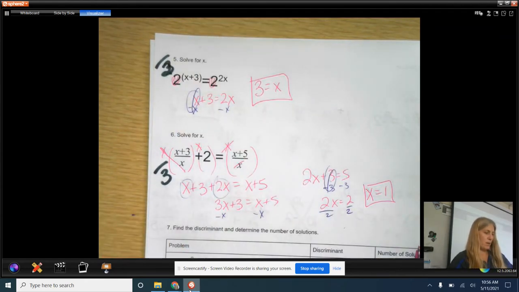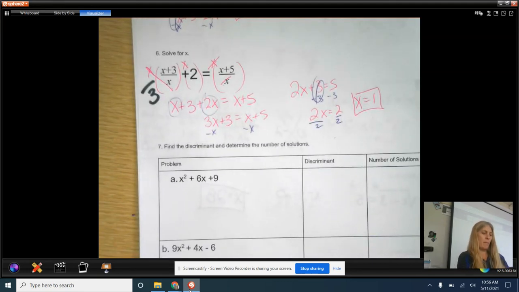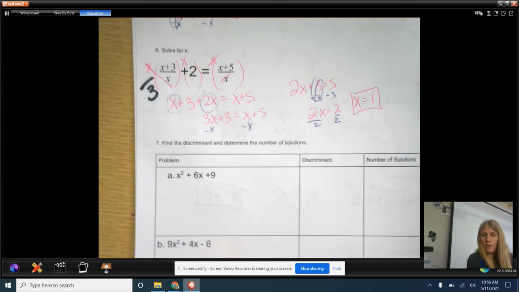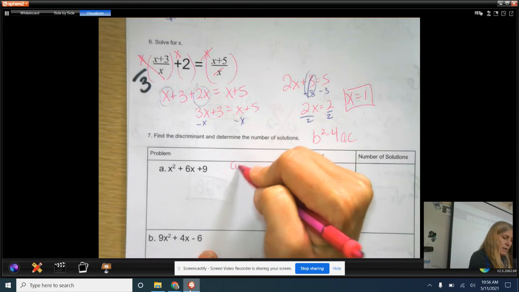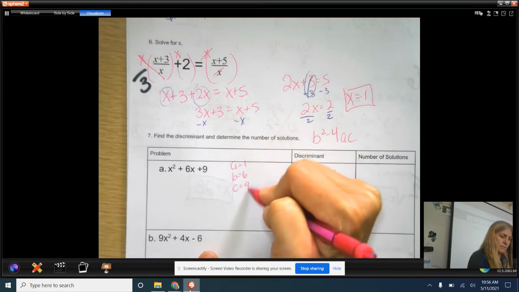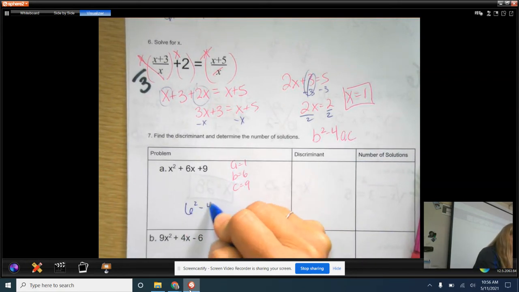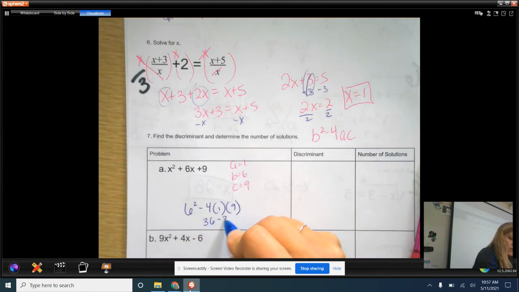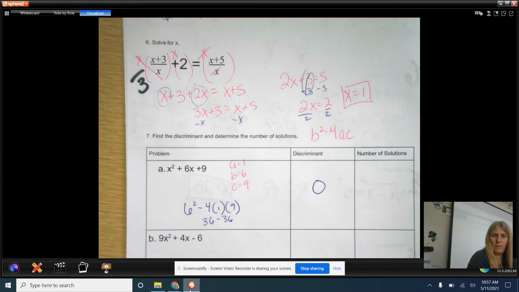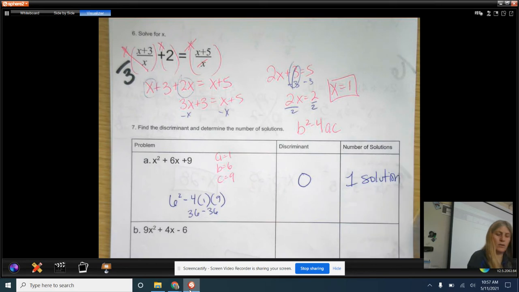Okay, now we're going to go ahead and find the discriminant and determine the number of solutions. Remember, your discriminant is simply what's underneath the square root of the quadratic formula. So b squared minus 4ac. So my a is 1, my b is 6, and my c is 9. So my work for my discriminant is 6 squared minus 4 times 1 times 9. 6 squared is 36 minus 36. So my discriminant is 0. And 0 tells me that there is one solution. That means my parabola is going to cross or touch the x-axis once.